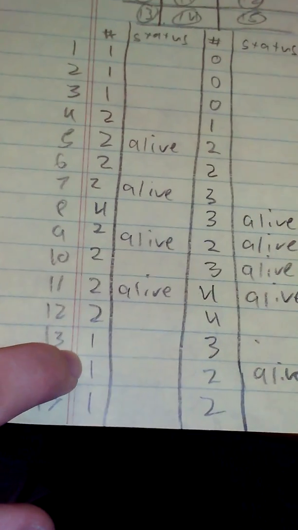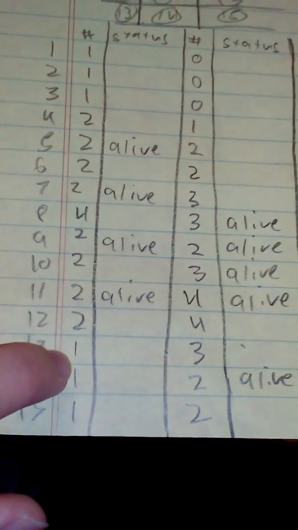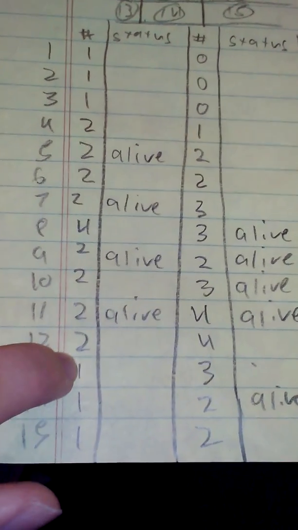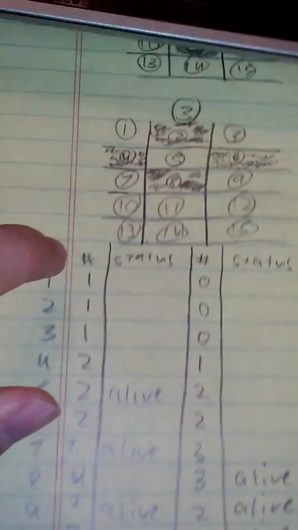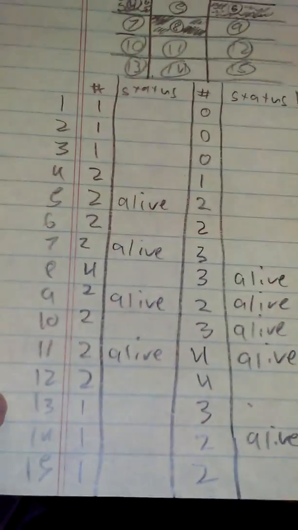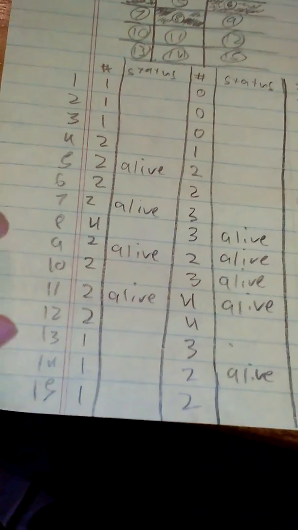But even 14, which only has 1 neighbor, becomes alive, which doesn't make sense because then 13 would become alive, 15 would become alive, 1 through 3 would all become alive if 1 neighbor meant that it came alive. So that's very confusing there.